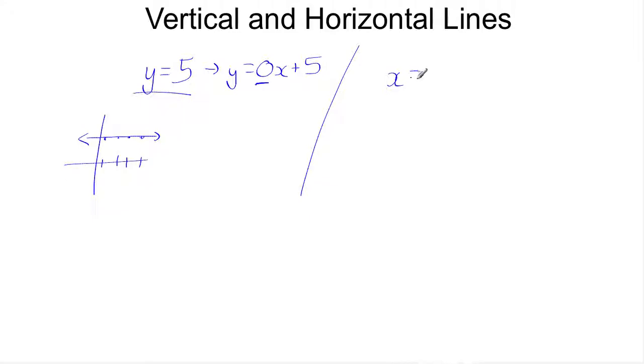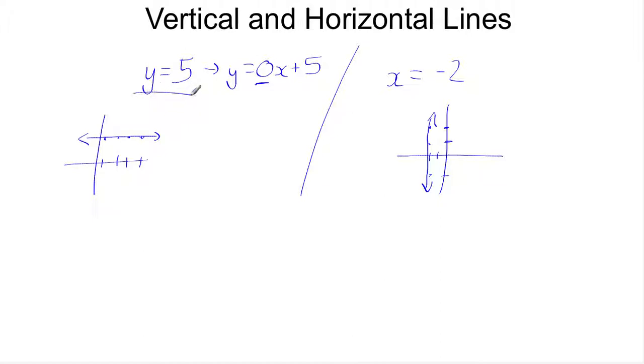Same with x. So if I have x is equal to -2, for every y value in the range, x is -2. So there's -2. So if my y value is this point, x is -2. If y is here, -2. If y is down here, x is -2. And so we can see, again, that gives us a vertical line.